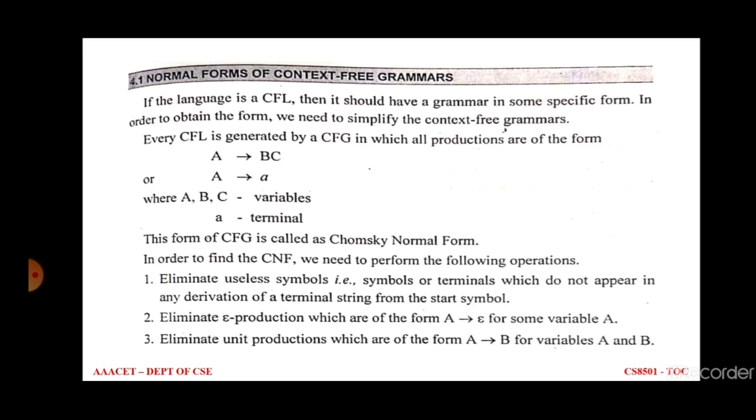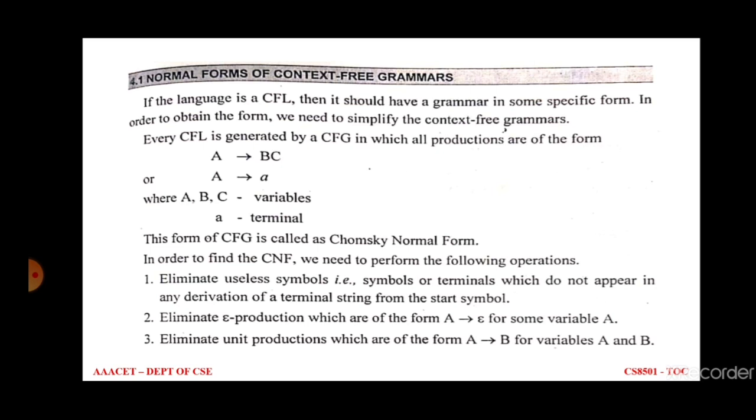Second technique is eliminate epsilon production. It is very easy to determine, because if the production has a rule like A tends to epsilon, then it is an epsilon production. Then after that we have to remove that particular epsilon production from the given grammar. The third technique is eliminate unit productions. So first of all we have to find out what unit productions the given grammar has. Then we have to eliminate that particular unit production.